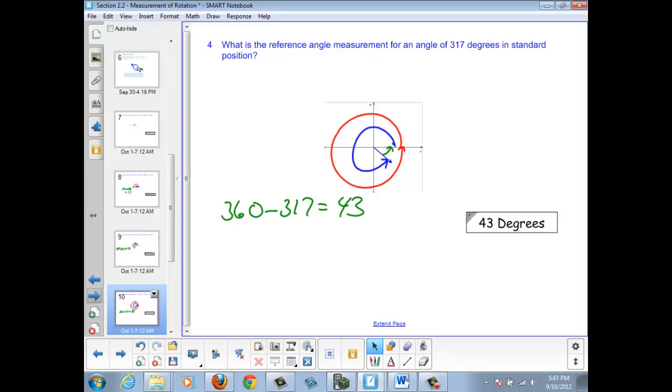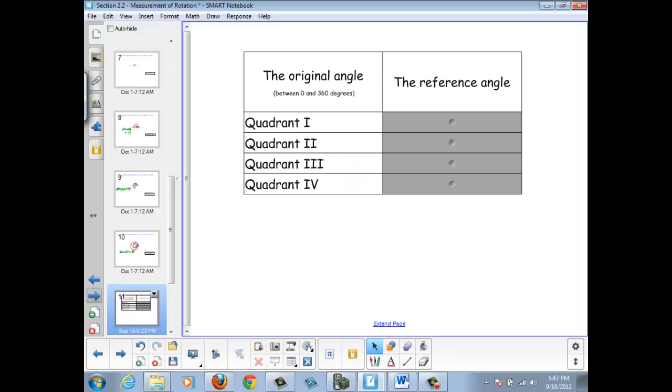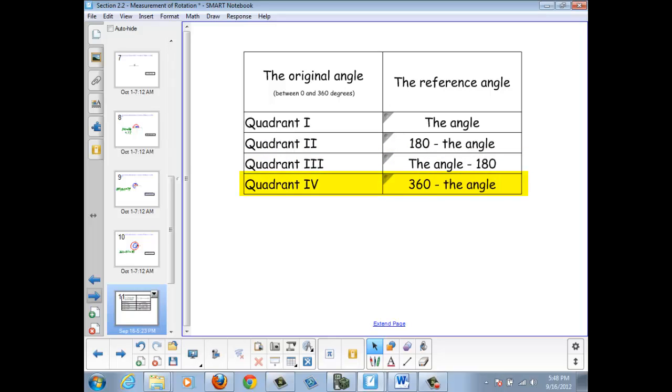All right, let's do a quick recap of our strategy depending on the quadrant. If our original angle is in quadrant 1, the reference angle will just be the angle. In quadrant 2, we'll take 180 minus the angle to find the reference angle. In quadrant 3, the angle minus 180 degrees. How much further than 180 degrees did we go? In quadrant 4, finally, we can get the reference angle by taking 360 minus the angle.